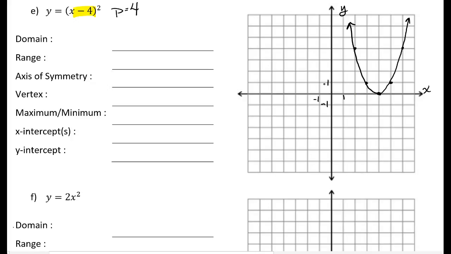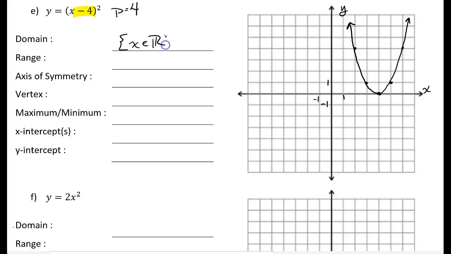If you don't include a scale, then you have to label specific points. That's not always the most ideal. It makes your graph really messy. So if you include a scale, the only time you need to label those points is when you are specifically asked to. From here, domain, I'm just going to do set notation this time.